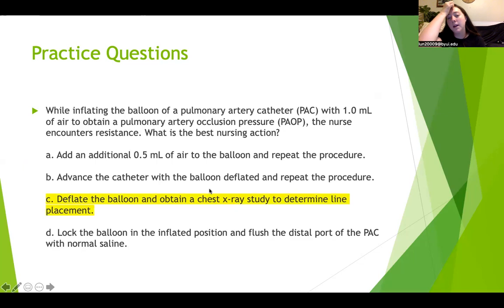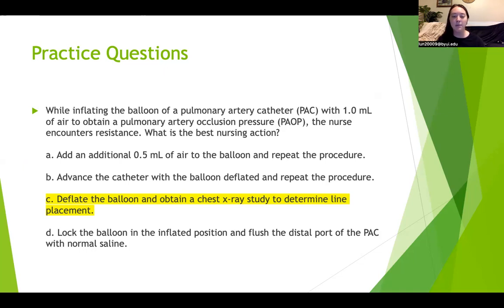Okay, so this is what I was talking about. They inflate the balloon of a pulmonary artery catheter with 1 milliliter of air to obtain the PAOP or PAWP. The nurse encounters resistance. What is the best nursing action? Okay, so whenever you see resistance, in your head you should be like, okay, I need to stop. And so C is the correct answer. Deflate the balloon and obtain a chest x-ray study to determine line placement. We don't ever want to, for example, A, add an additional 0.5 milliliters to the balloon and repeat the procedure. It's going to make it worse.